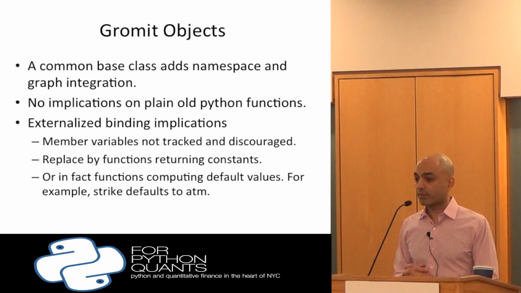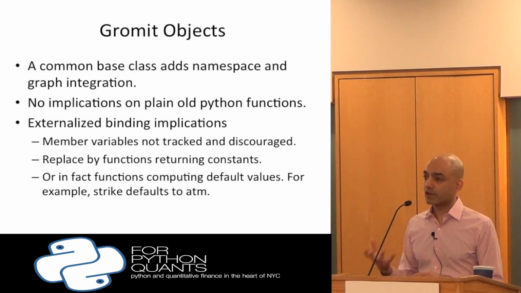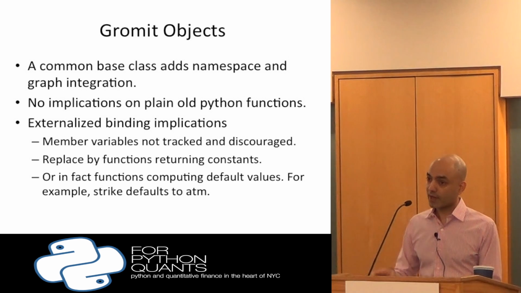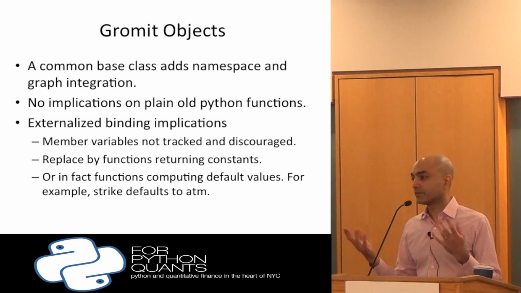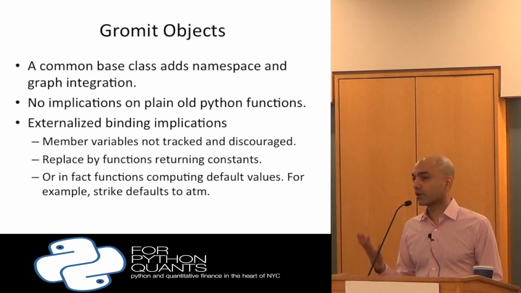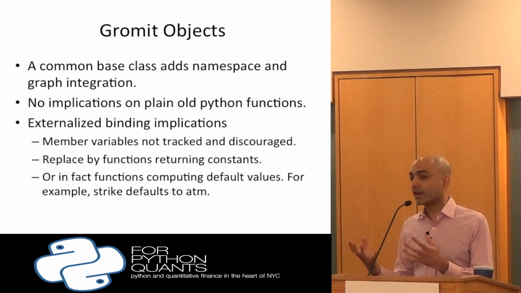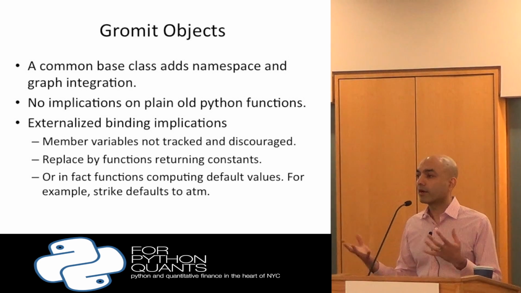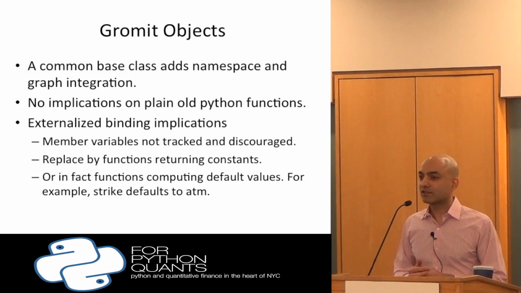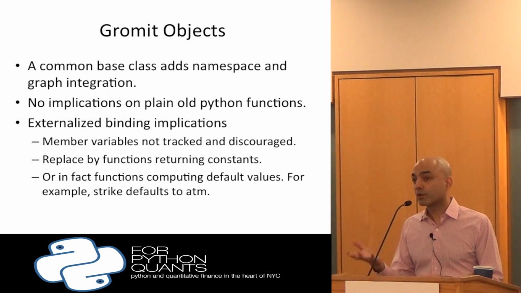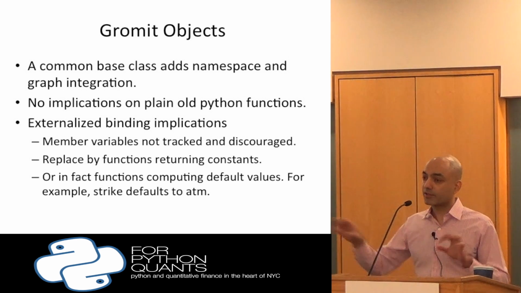So you replace them essentially by functions returning constants. And in fact, the function doesn't have to return a constant. It could actually even compute a default value. So say I have an option. An option has a member variable called strike. Instead of a member variable, you would actually make it a function called strike that returns, say, 1. That's kind of silly, right? Because you don't want to hard code the constant, since we have all this nice abstraction framework.